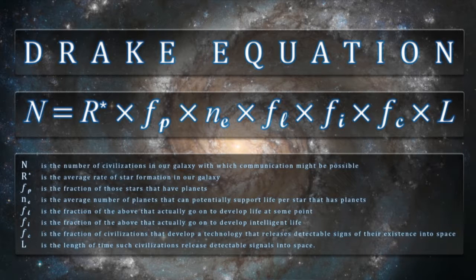The final number is critical because it involves time. It's the lifetime of that hypothetical civilization in their communicative state, L. Since N is proportional to L, the entire product is driven by L. If L is a small number, then N may be a small number. If L is large, N may be large. What is L? For us, it's hard to tell.